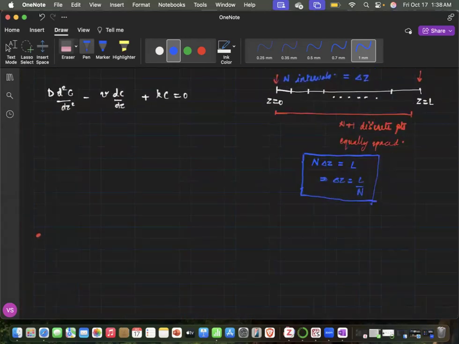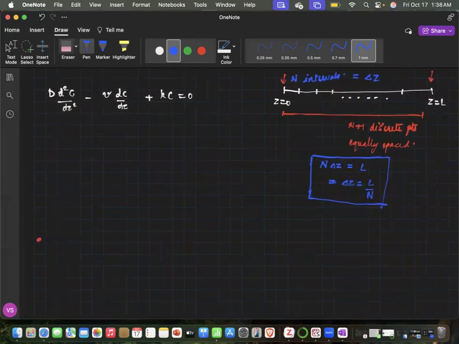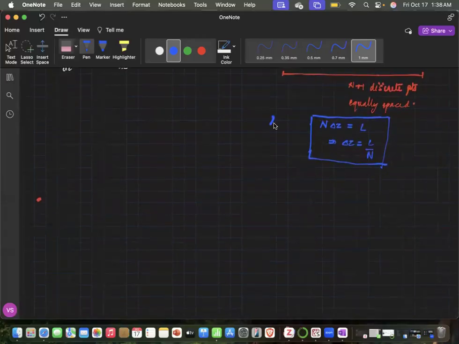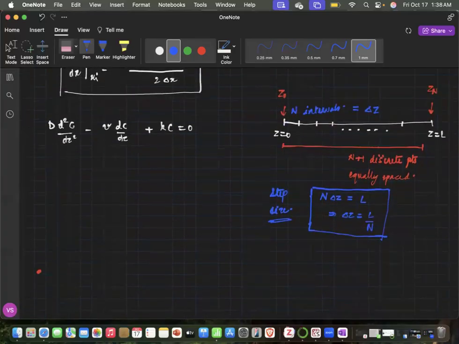So yeah, this is a very important thing to know. This basically gives us the step size. Okay, so now we have fixed our step size. The step size is fixed for us. These discrete points are fixed. So this is Z1, Z2, Z3, and so on. This is Zn minus 1, and this is Zn, right?